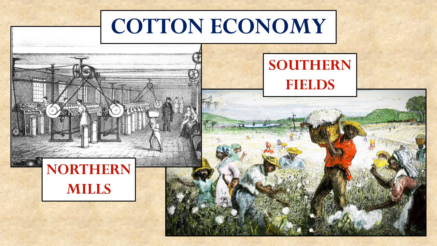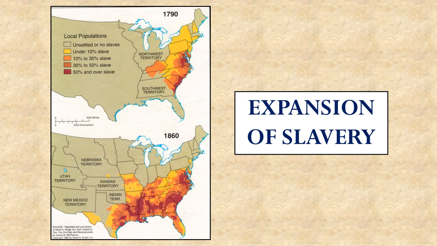And cotton became so productive, such a boon to the entire country as the South harvested it and then the North processed it into cloth and then sold it, that slavery expanded dramatically during this time period. Here's a couple maps that show the expansion of slavery from 1790 to 1860. You can see that it moved west, and the areas where there was a high concentration of slaves, shown in the dark colors, became more spread out too.